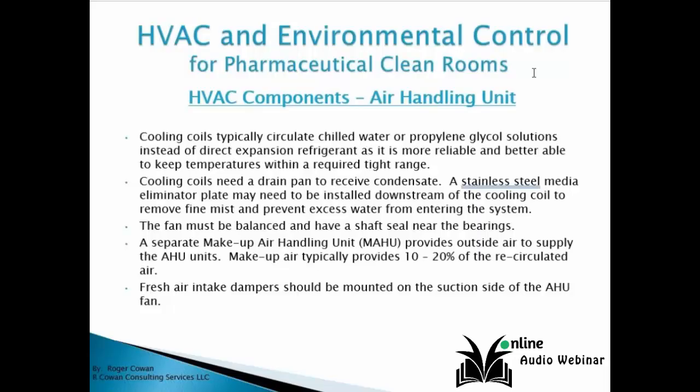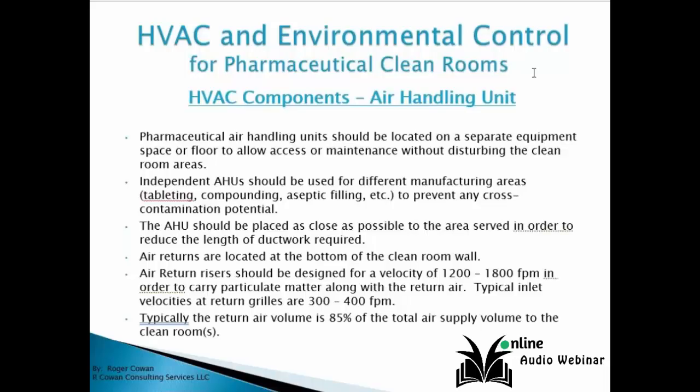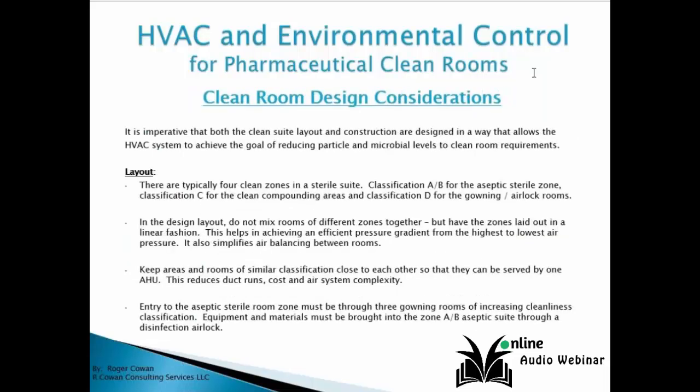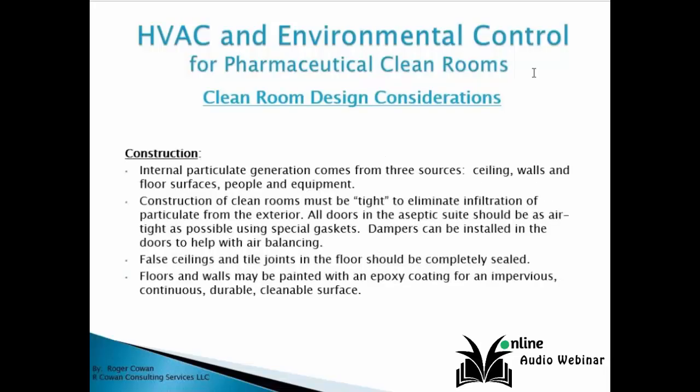Now the cooling coils in that AHU, it typically circulates chilled water or propylene glycol. Also, pharmaceutical air handling units should be located on a separate equipment space. You should use independent AHUs for different manufacturing areas. Okay, so moving from the AHUs to the clean room itself, here's some design considerations. It's very important that both the layout and the construction of the clean room. Now, construction of the clean rooms, internal particulate generation comes from three sources: the ceiling, walls, and floor surfaces.